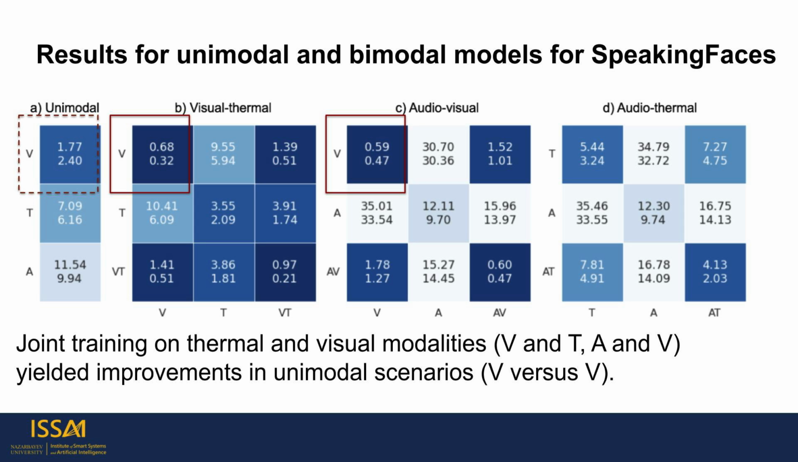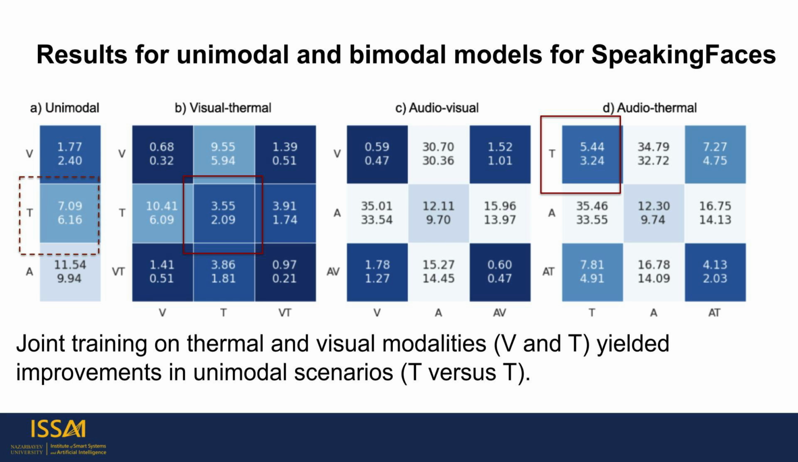This slide highlights that the joint training of two modalities, say visual audio or visual thermal, yielded improvements in unimodal evaluation scenarios compared to the models trained only on one modality. For instance, the visual thermal model performs better in the visual-only evaluation as opposed to unimodal model trained on visual data. Similar phenomena can be observed in the audio-visual case. A similar trend can be seen when comparing the visual thermal and audio thermal models with the unimodal one that's trained on thermal data. Overall, training a model on two modalities improves performance in unimodal evaluations.